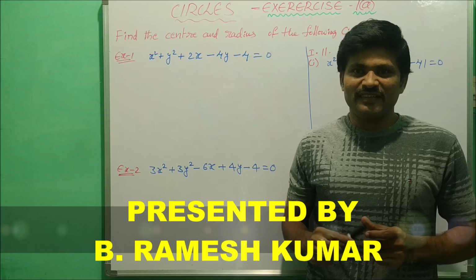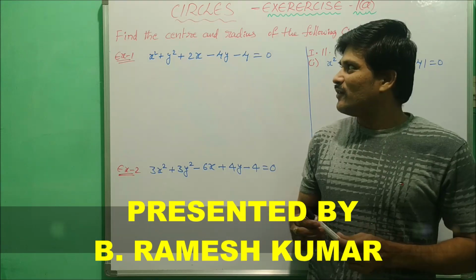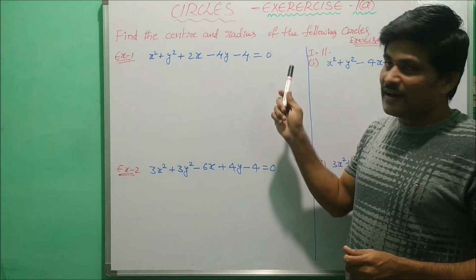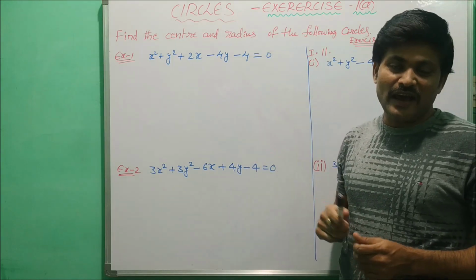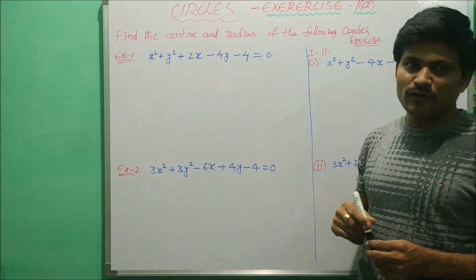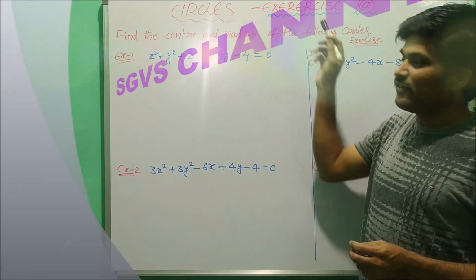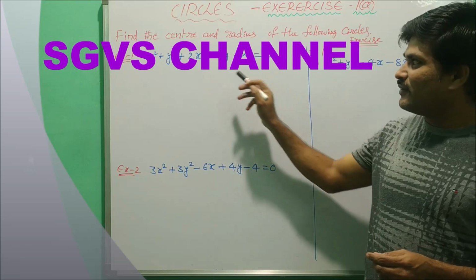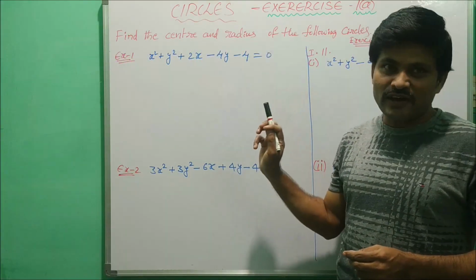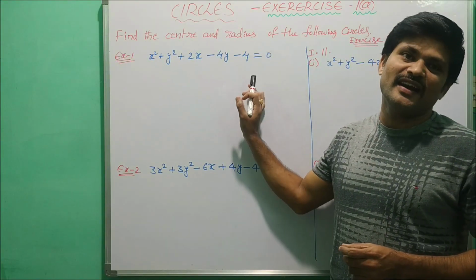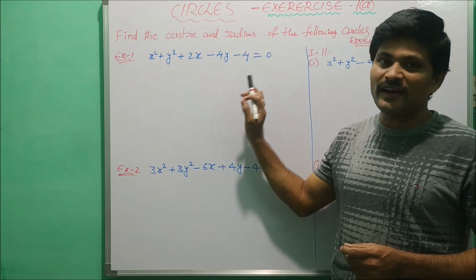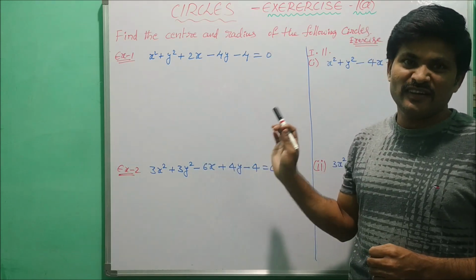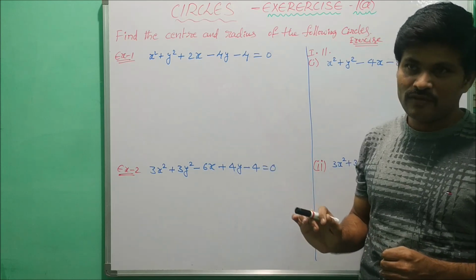Now let us discuss Senior Inter, one of the topics: circles. Already discussed the general form of a circle in the previous class. Now let us discuss the solutions of exercise 1a in Roman number 1. Here, given an equation of a circle, we find the center and radius. Let us discuss the solutions of those sums.